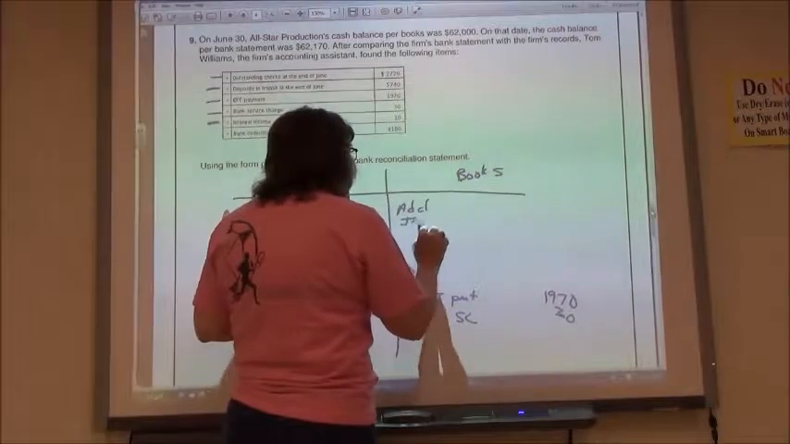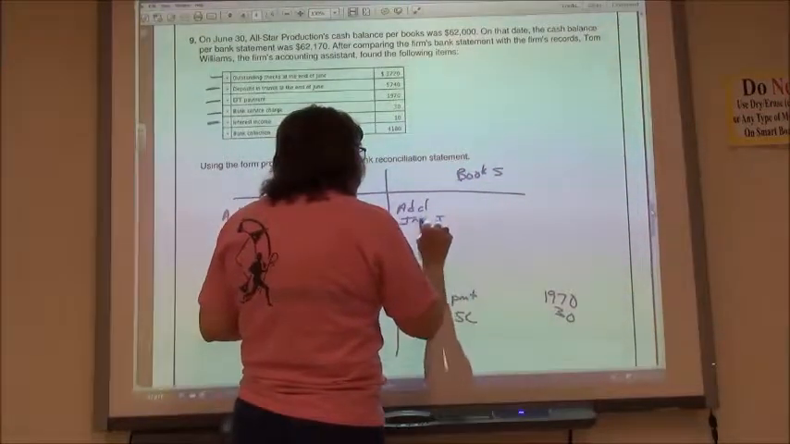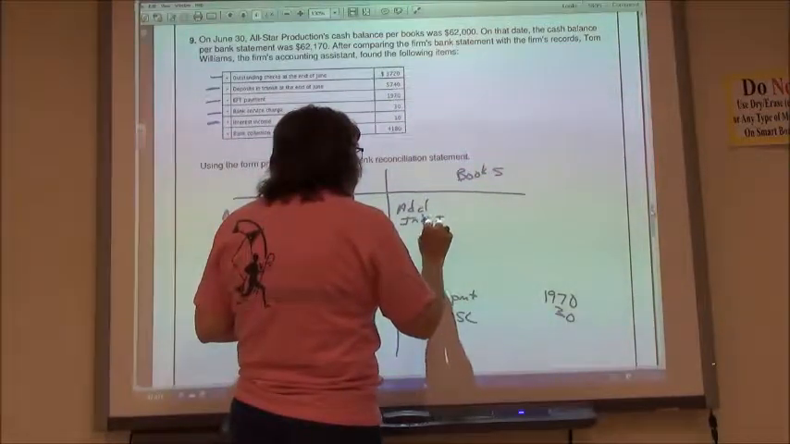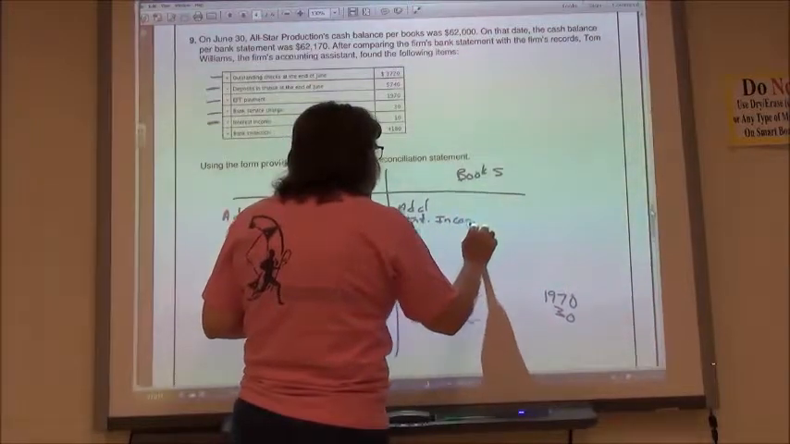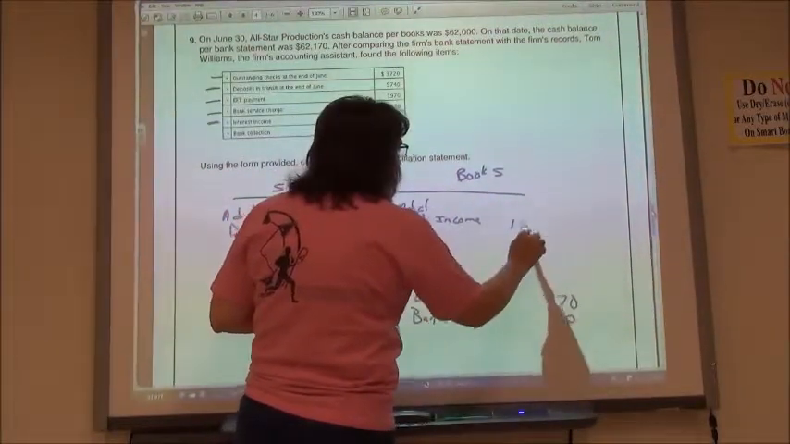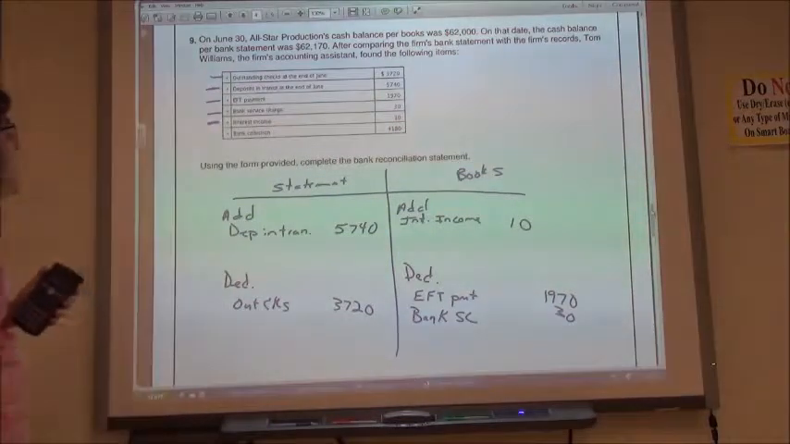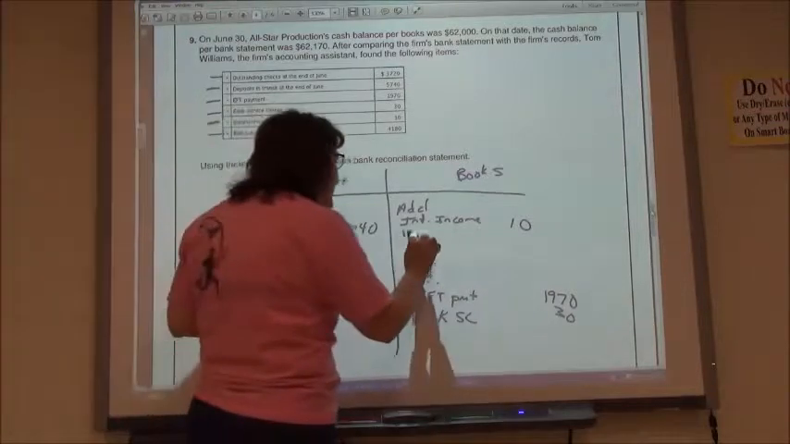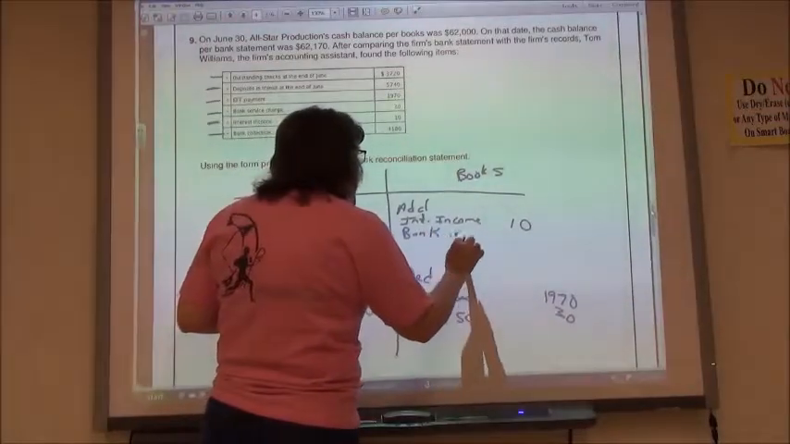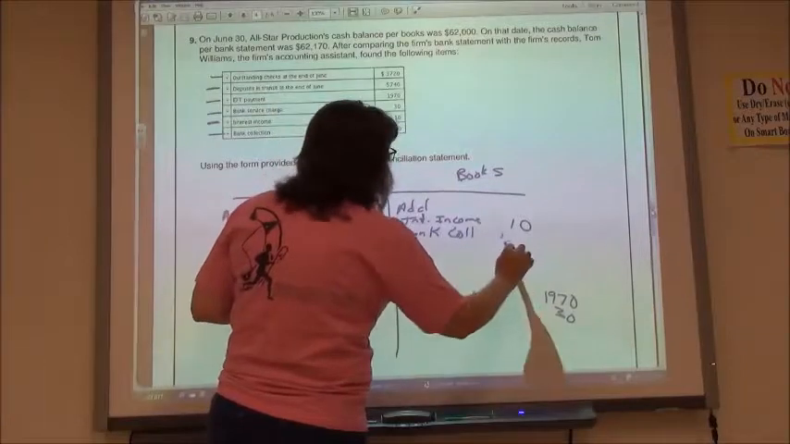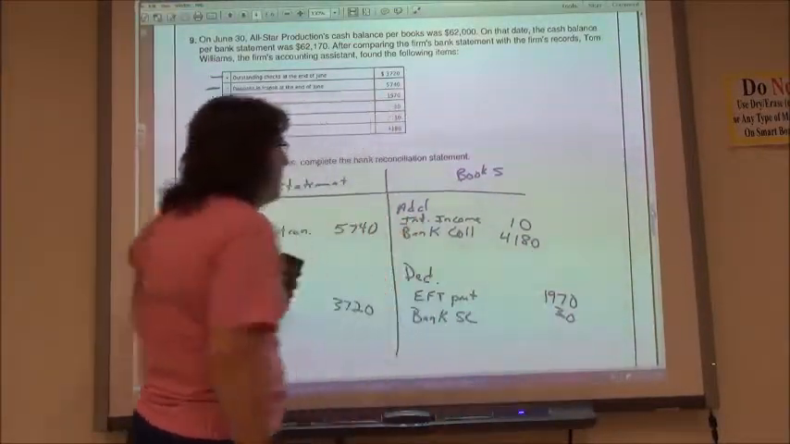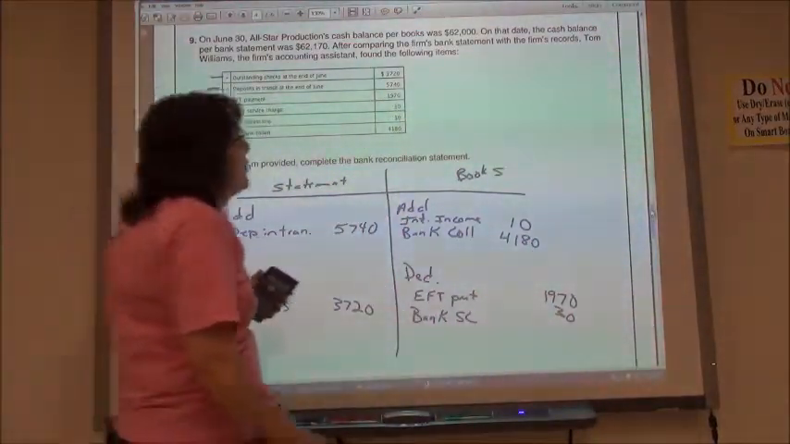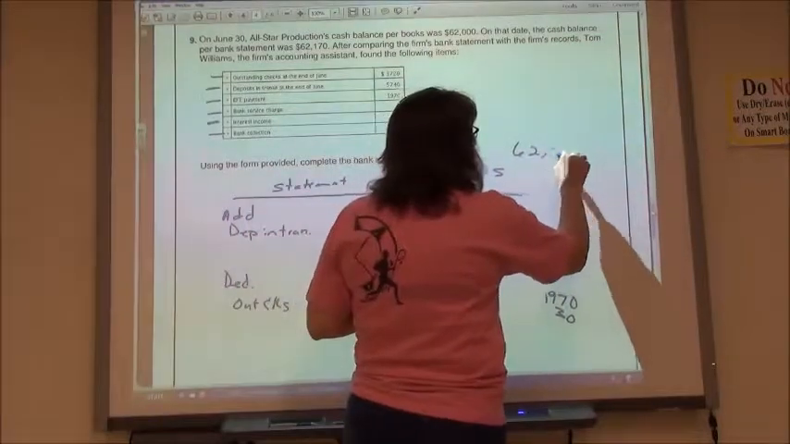Interest income. I made some money with interest, a whole $10. It's going to show up on my statement. But it's not on my books yet. I made $10. And then the bank collection. Somebody paid the bank directly for me. I'm going to see that on my statement. But I got to add it to my books. $41.80.